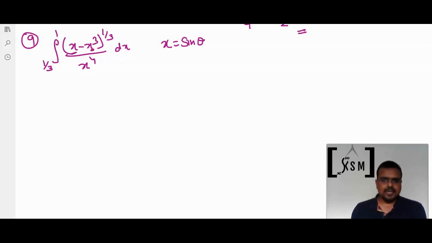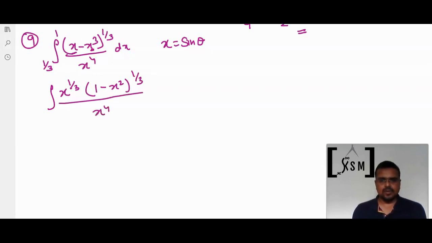I am taking x common, so x coming out would come with the power 1 over 3. So it is x to the power 1 over 3, times 1 minus x square whole to the power 1 over 3. And this is x to the power 4 dx. And the limit is 1/3 to 1. Okay. As I told you before, we are supposing x equal to sine theta. So differentiating, dx equal to cos theta d theta, right?